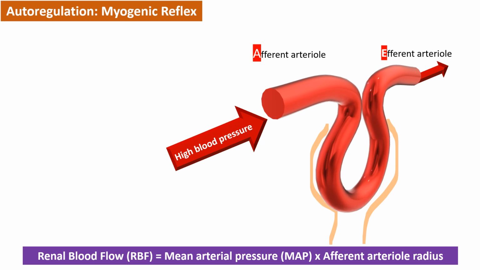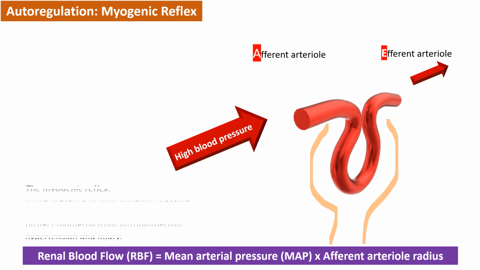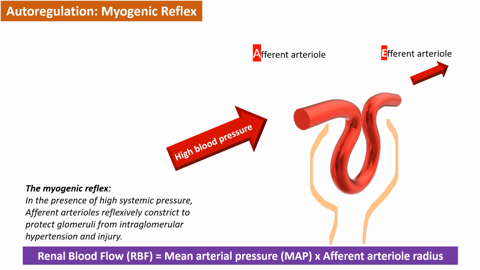The high blood flow and pressure can lead to endothelial damage within the glomerular capillary bed that can lead to arteriosclerosis and glomerulosclerosis, or scarring of the glomeruli. In the presence of high systemic pressure, afferent arterioles reflexively constrict to protect glomeruli from intraglomerular hypertension and injury. The myogenic reflex automatically reduces blood flow through the afferent arterioles when there is high systemic pressure.